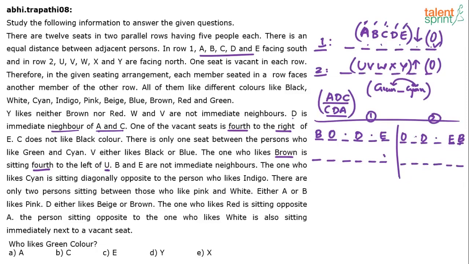4 possibilities would be there. But I'm not interested in trying out 4 immediately. Let's jump to the other statements and see if something can be eliminated. If one of these two cases can be eliminated, then it will be easy for us. Next point says B and E are not immediate neighbors. Case 2 is ruled out, because in case 2 what we have got is that B and E are immediate neighbors. The statement very clearly says B and E are not immediate neighbors. So case 2 is eliminated. Only case 1 is correct.